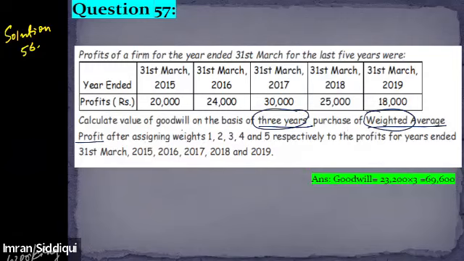See, weight is given as 1, 2, 3, 4, and 5 to the profit for the year ended 31st of March 2015, 16, 17, 18. That means weight for the year 2015 will be 1. For the year 2016, the weight will be 2, 3, 4, and 5, respectively. I hope this point is clear, everyone.